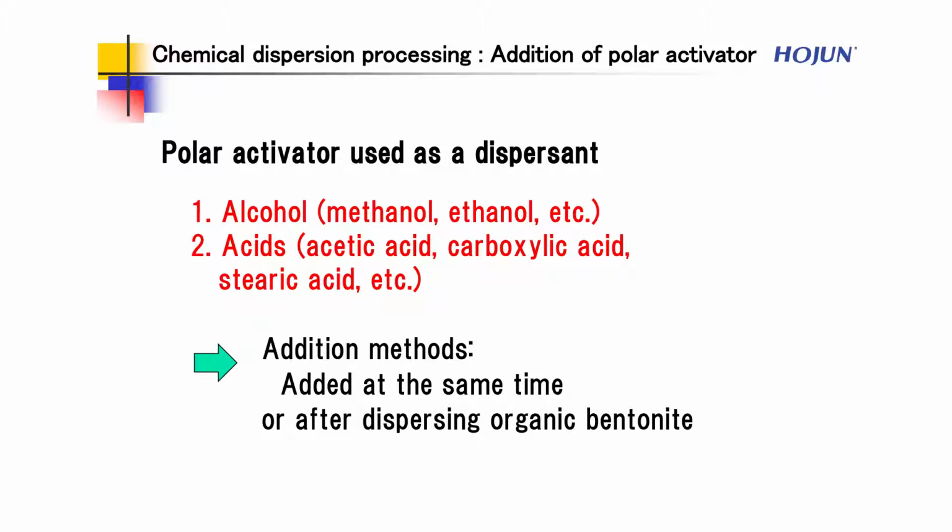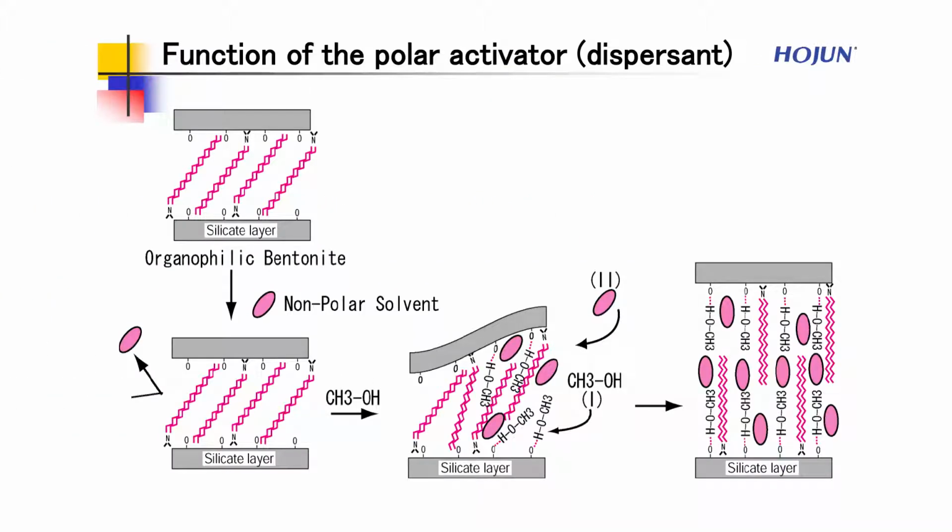If the polar activator is added to the solvent beforehand, the polar activator may be absorbed around the non-dispersed particles and become a cause of inhibiting dispersion. The function of the polar activator can be considered as follows.